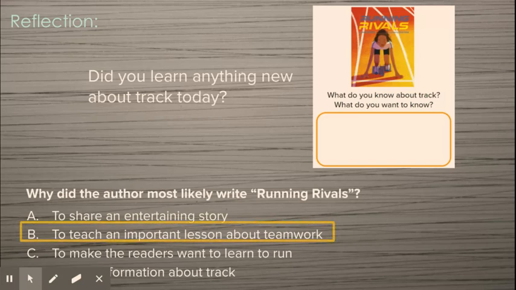You should have said to teach an important lesson about teamwork. So this one was all about teamwork, working together to get better at something, and the girls really worked together to improve their running. You also could have said to share an entertaining story. I think that this is an entertaining story. We're not really learning anything, or they are not trying to persuade you to become a runner, but you are getting an entertaining story.